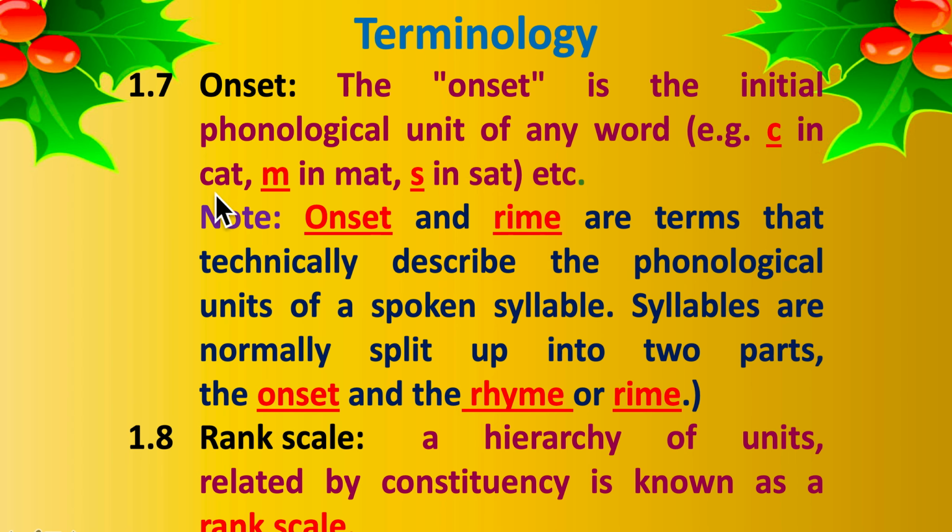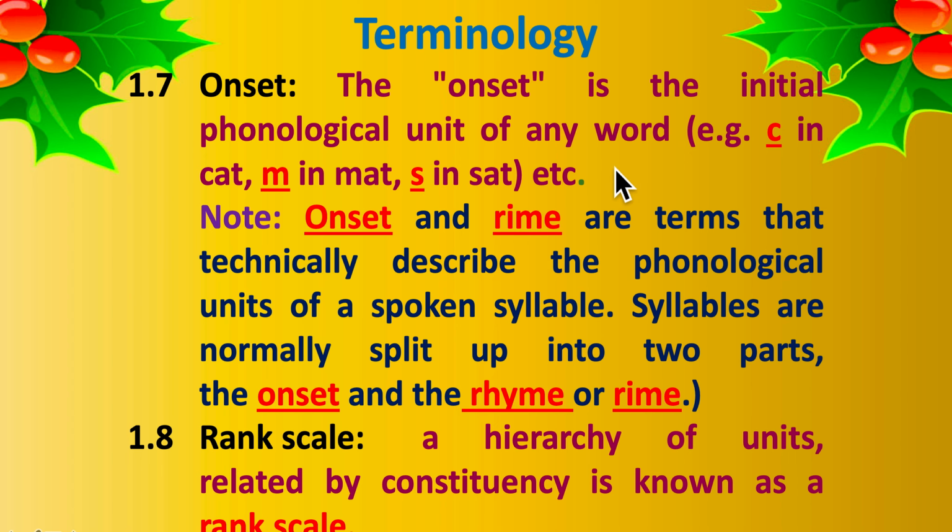For example, if you take the word cat, which sound appears first? C. So in the word cat, C is coming initially. So this is the initial phonological unit of this word, C. So C is the onset of this word. Likewise, M in mat, M is the onset of the word mat. Likewise, in sat, S is the onset of this word sat. So the onset is the initial phonological unit of any word.